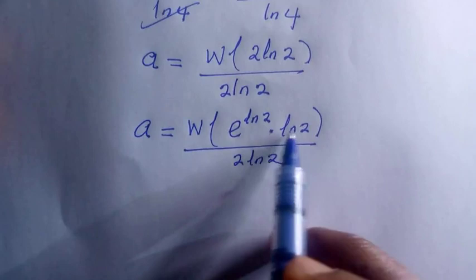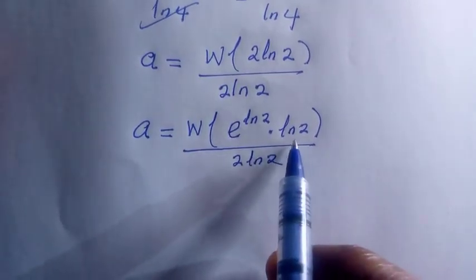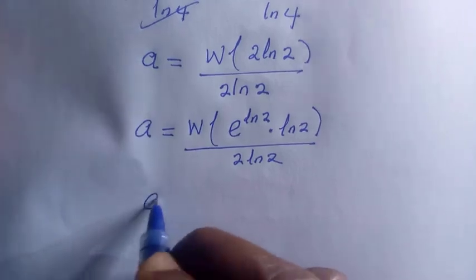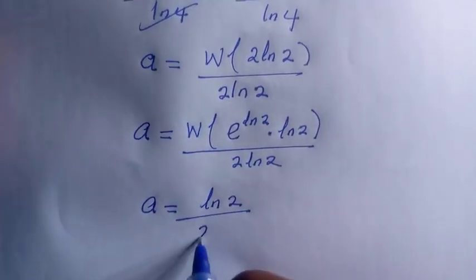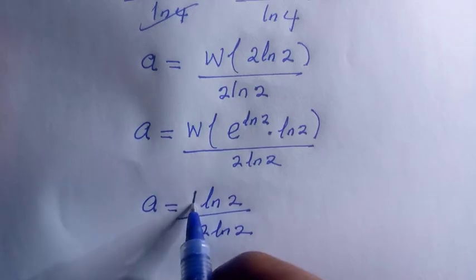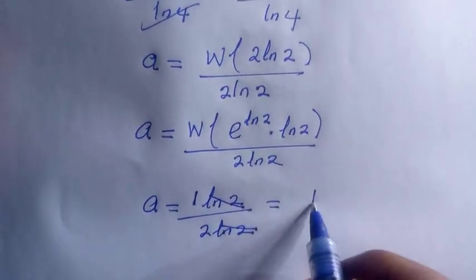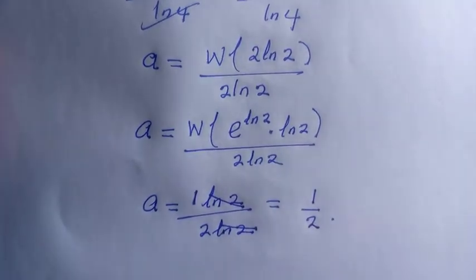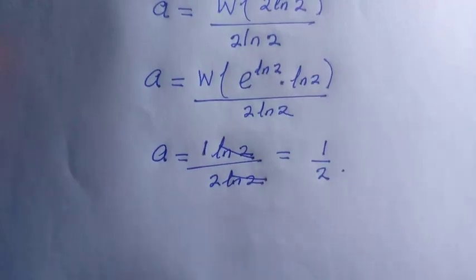By choosing only ln 2, since the coefficient and the power of this exponent are the same, we have ln 2 divided by 2 ln 2. So here is 1. Then ln 2 cancels ln 2, and we have the value of a, which is 1 divided by 2. As 1 divided by 2 is the value of a, it satisfies this problem.